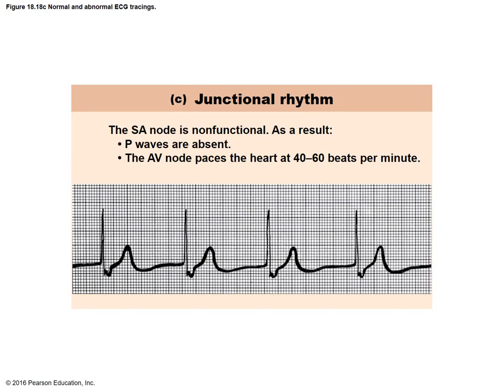Junctional rhythm, in this case, as they note, is non-functional. Because of that, you can look and see that there is no P wave. And so the AV node is pacing the heart at about 40 to 60 beats per minute. And obviously, as compared to the previous one, the pattern is not the same.